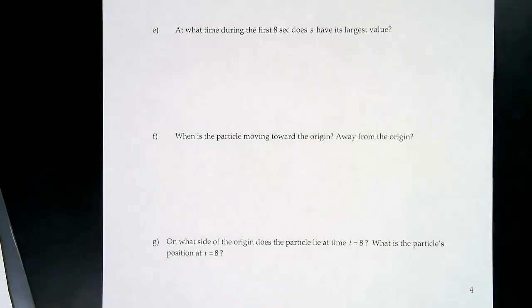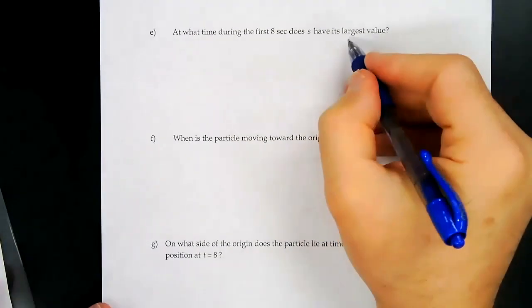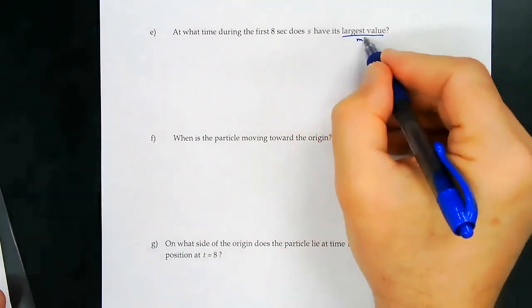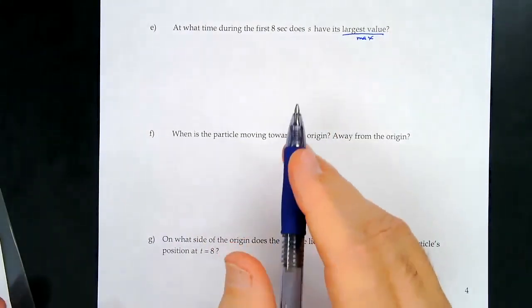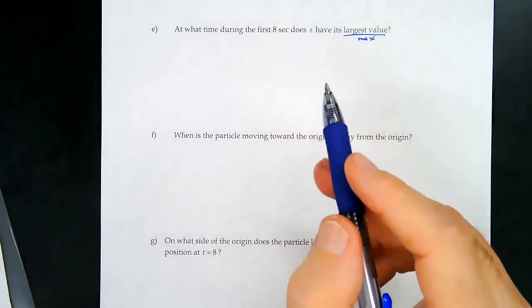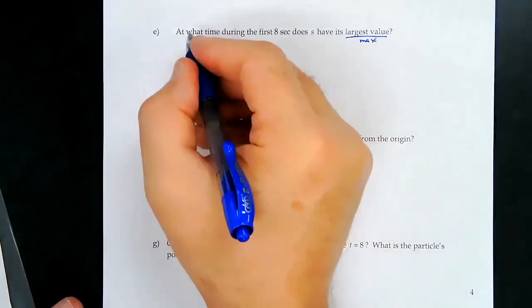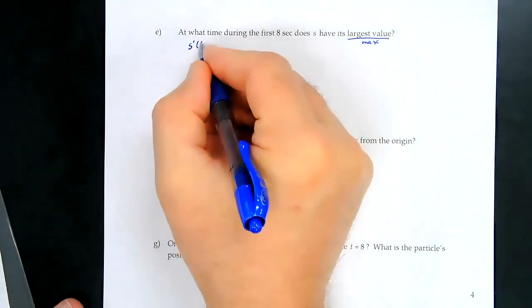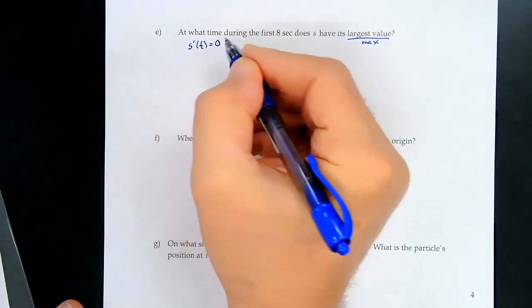All right, let's do the next problem. What time during the first 8 seconds does s have its largest value? It's asking, when is it a maximum? Largest value is a maximum. So to do that, we have to look at the derivative of s, and we have to figure out, where is s prime of t equal to 0?